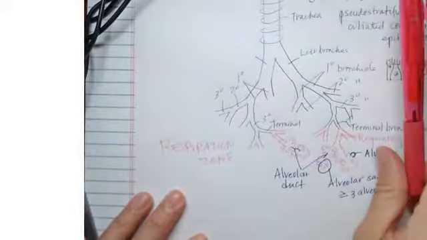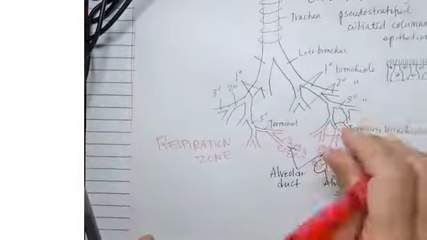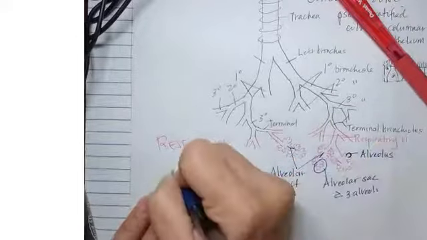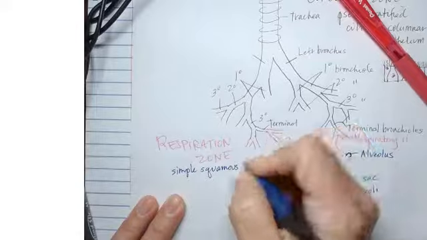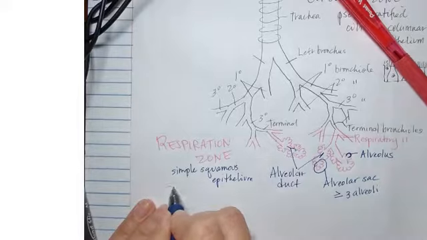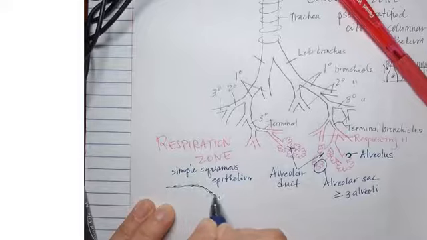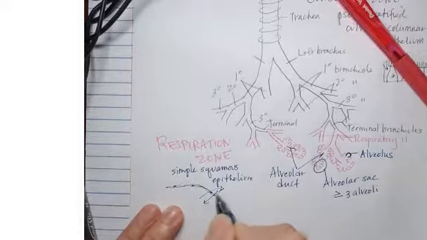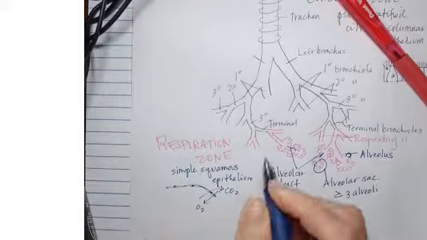And this is where you're actually going to have gas exchange, the exchange of oxygen for carbon dioxide. And the tissue that allows respiration is going to be the simple squamous epithelium. And remember, that's just one layer, skinny flat scale-like cells. And that's going to allow the gas exchange. Okay, oxygen coming in, carbon dioxide coming out.